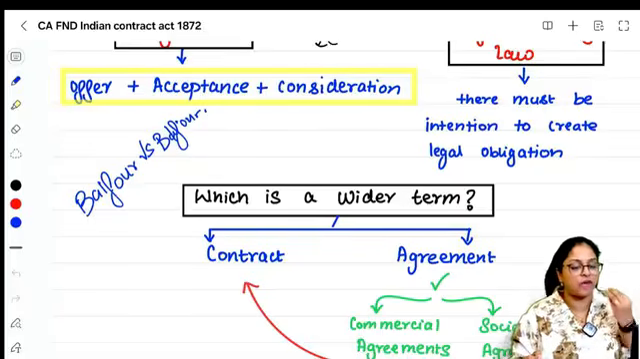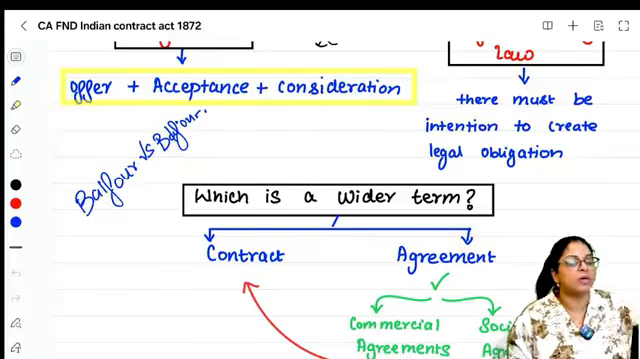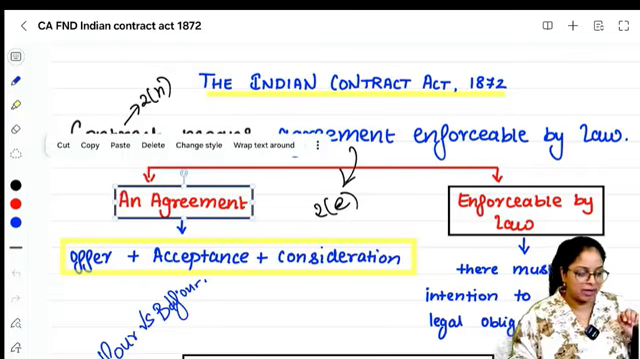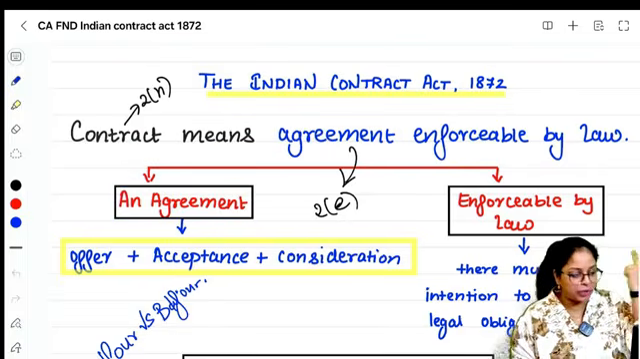இதுல ஒரு classic case law for social agreements is Balfour versus Balfour. Is it clear, guys? So 2H done and 2E done.